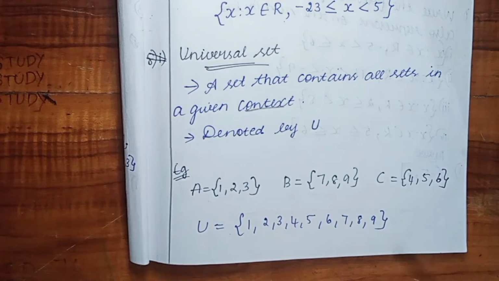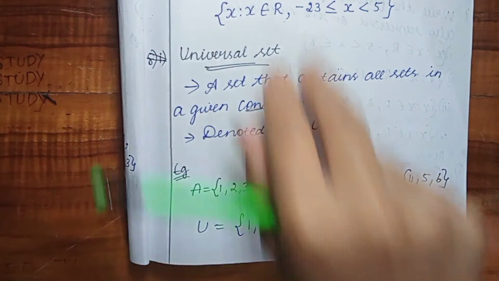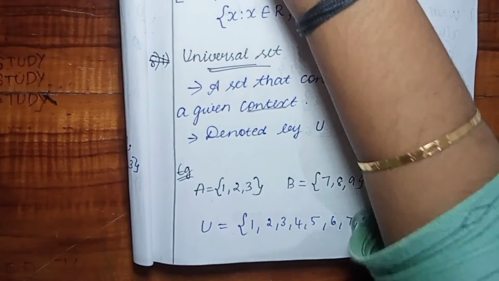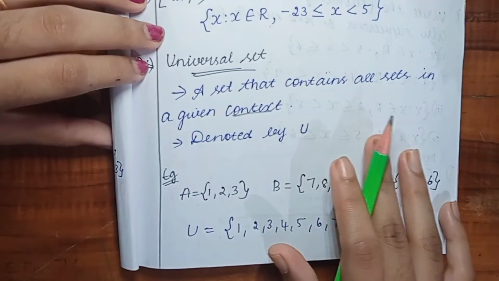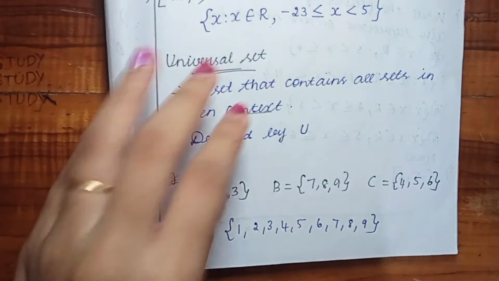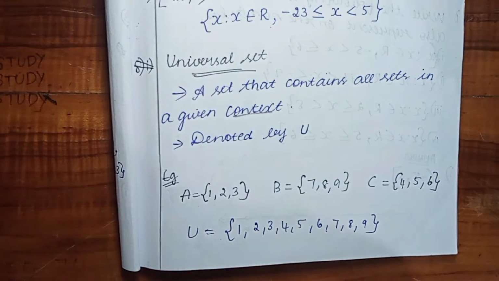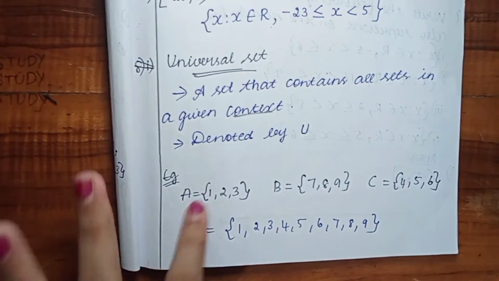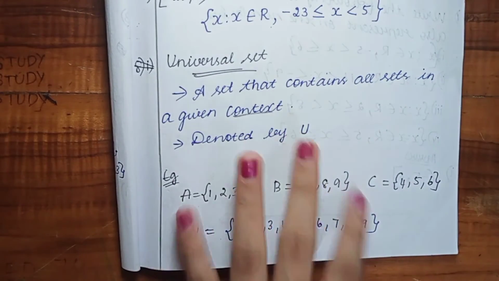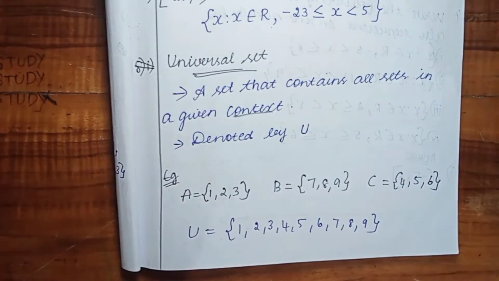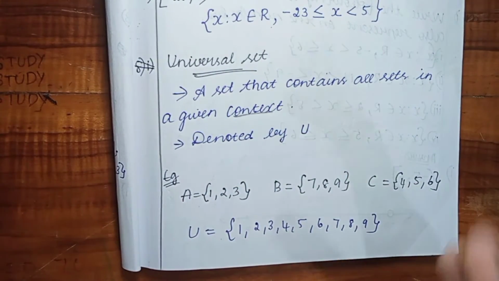Next, you should know something called the universal set. So what is a universal set? A set that contains all sets in the given context. It is denoted by the letter U. So A, B, C is given. If you have to write the universal set of this, you write like this: 1, 2, 3, 4, 5, 6. No problem in writing 1, 2, 3, 7, 8, 9, 4, 5, 6. That is what we call the universal set.